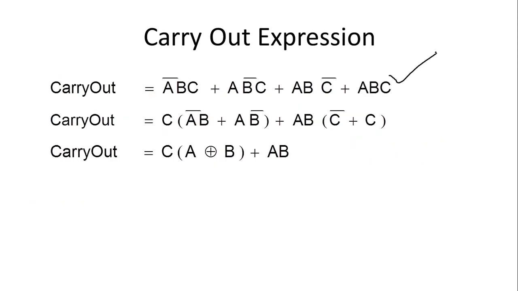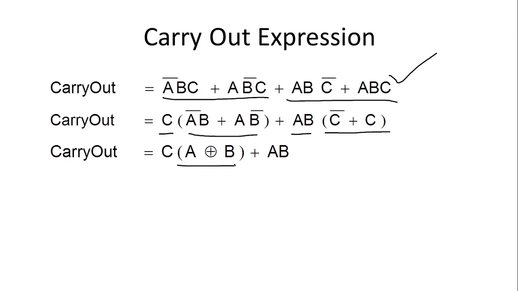So same, four ones, four min terms. From the first two terms, C is a common variable, leaving A complement B plus AB complement. And from the last two terms, AB is a common term, leaving C complement plus C. So here again, A complement B plus AB complement is equal to A XOR B, and for the last one we know that C complement plus C is equal to 1, so only A and B remain. So this is the optimal expression for carry or carry out.